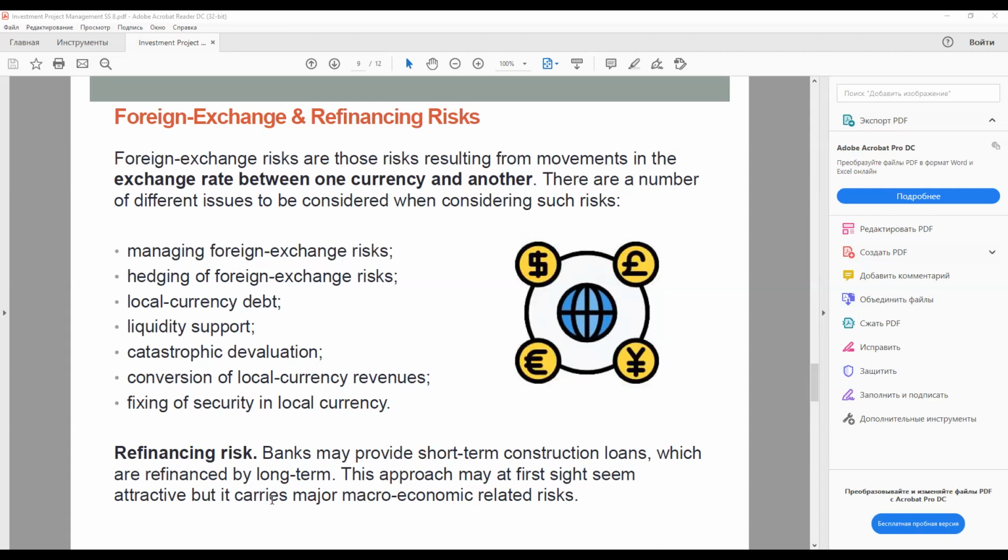When a lender registers their mortgage or other security over the project company assets in a host country, local law may require that the amount of the mortgage be fixed in a local currency, even if the debt is in a foreign currency. This leaves the lenders exposed if the local currency depreciates, and the project company has other unsecured creditors.